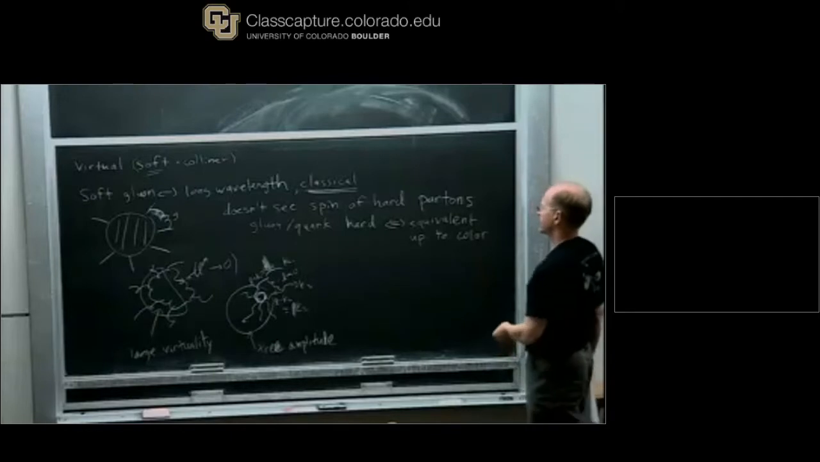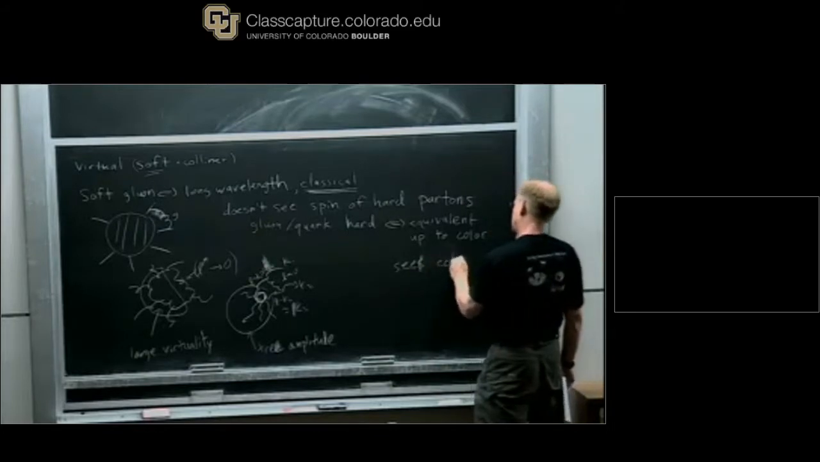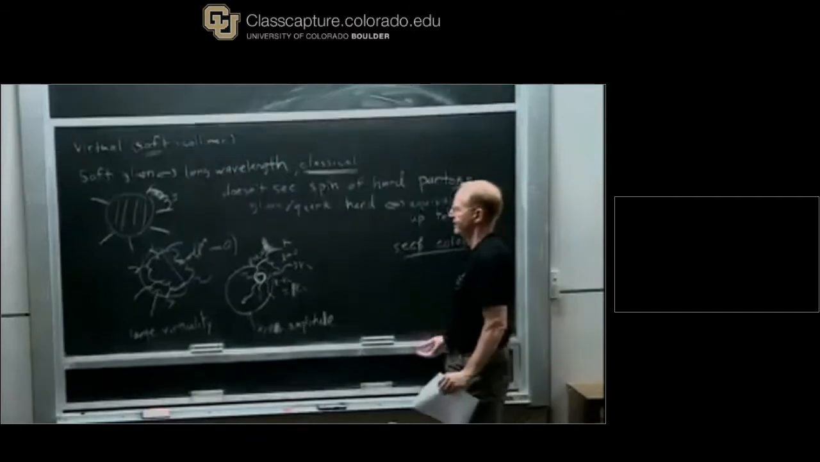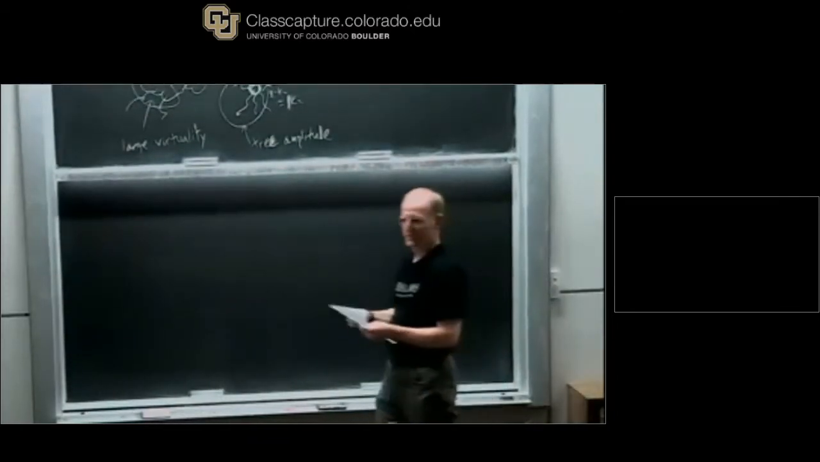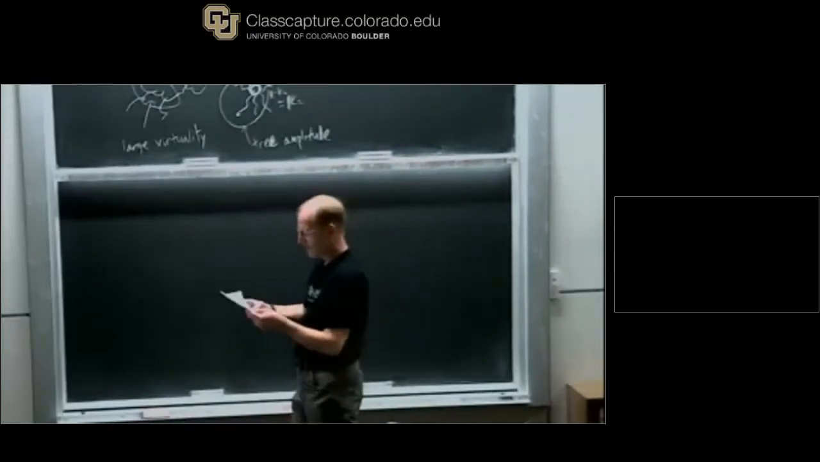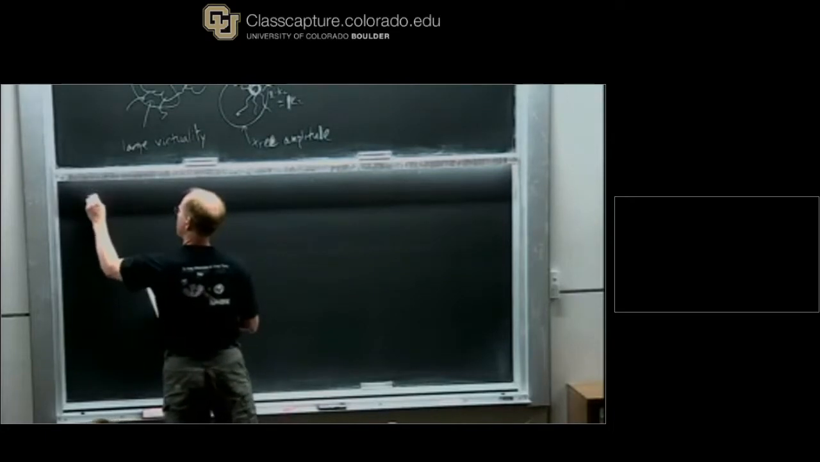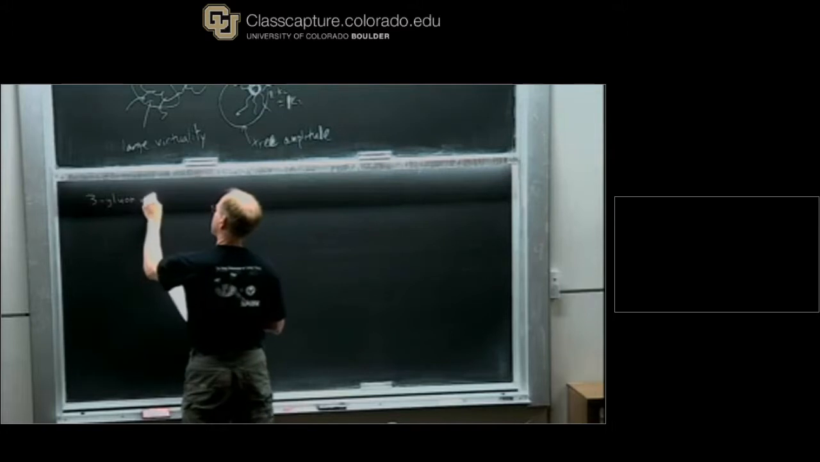So it only sees the color. The soft gluons can tell what color it's coupling to, but not the spin. To demonstrate that, we can just calculate a couple of Feynman diagrams. So we can look at the three gluon vertex.